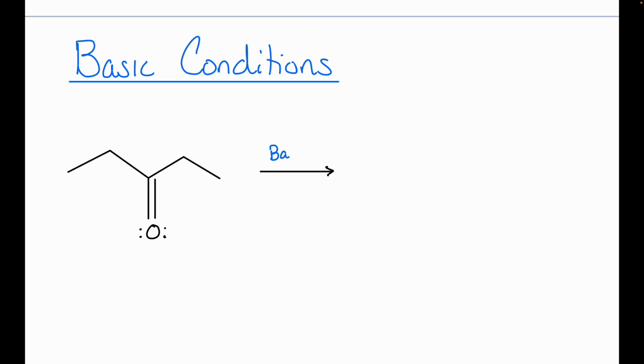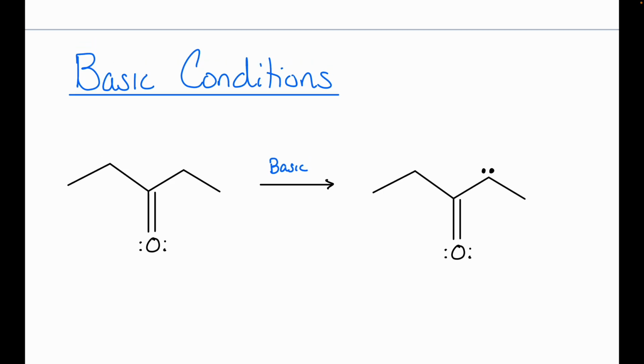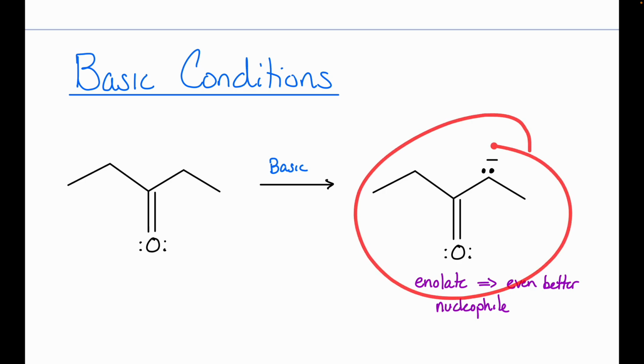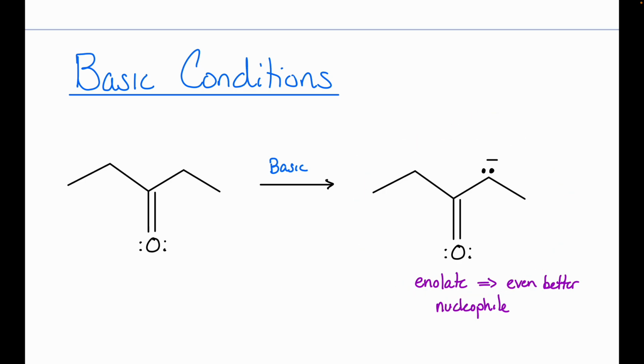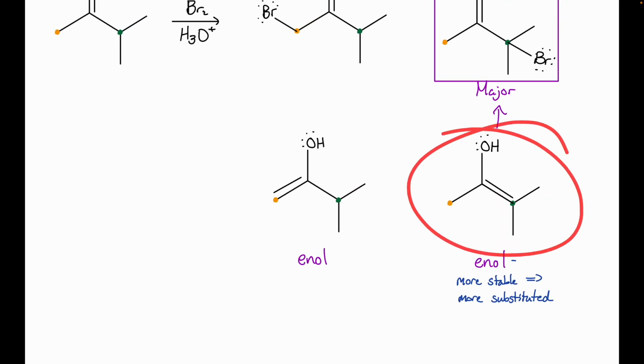Right? Under basic conditions, we can deprotonate that alpha hydrogen, that alpha carbon's hydrogen, leading to that enolate ion, which is an even better nucleophile than our enol. How could I tell that this thing here is an even better nucleophile than just my regular old enol, my neutral enol?